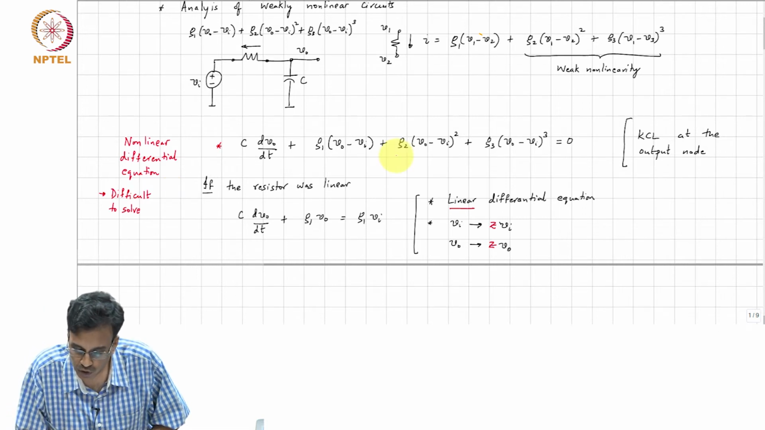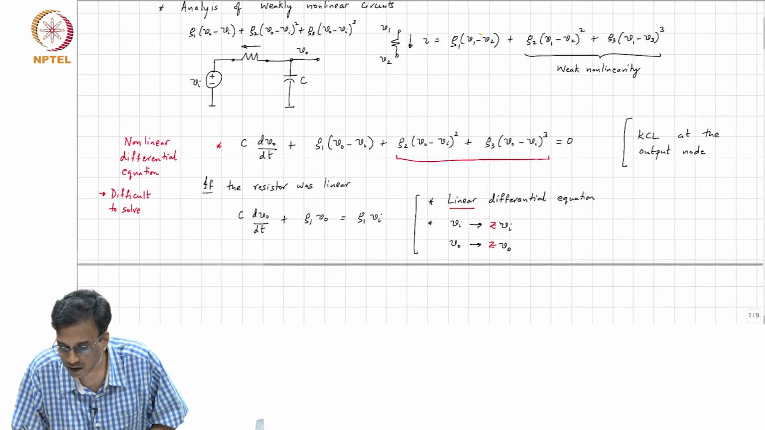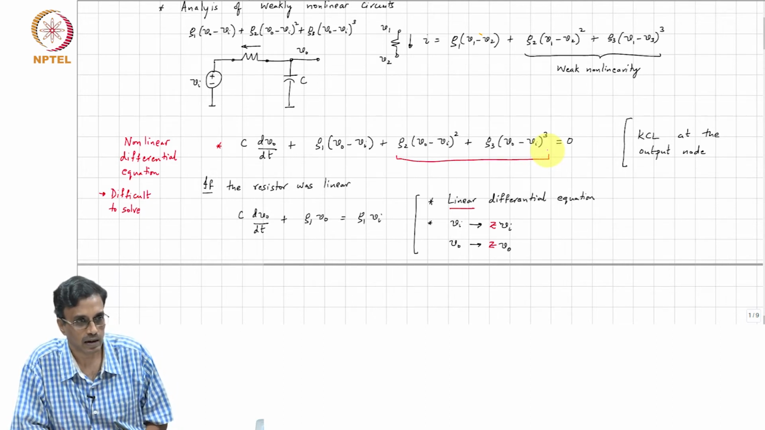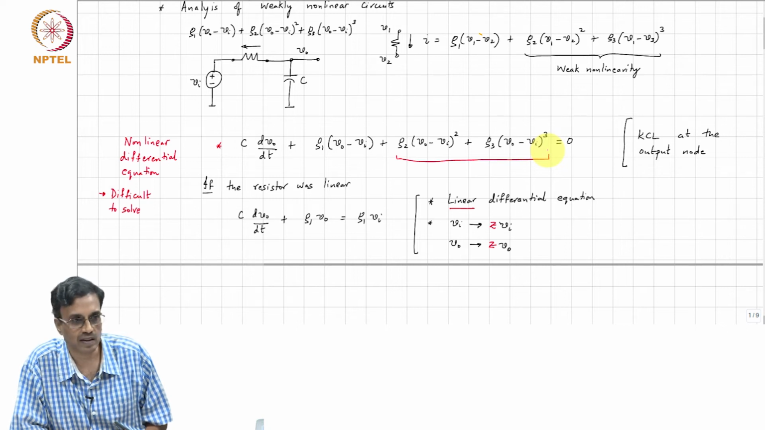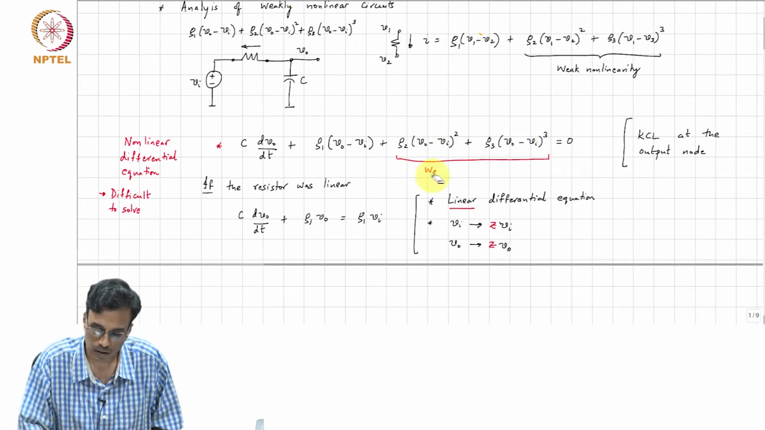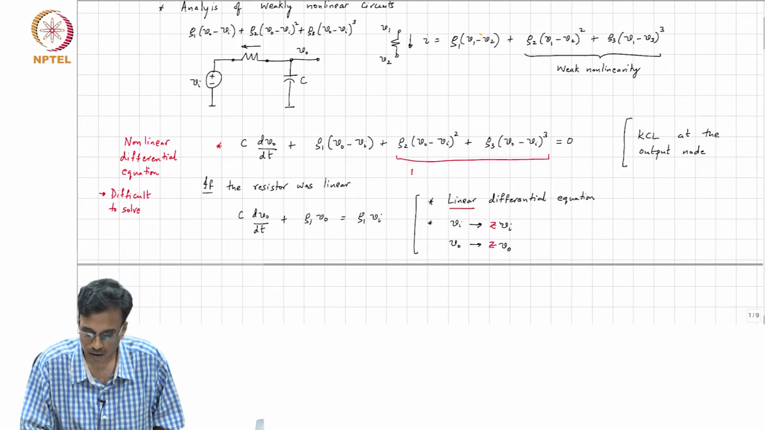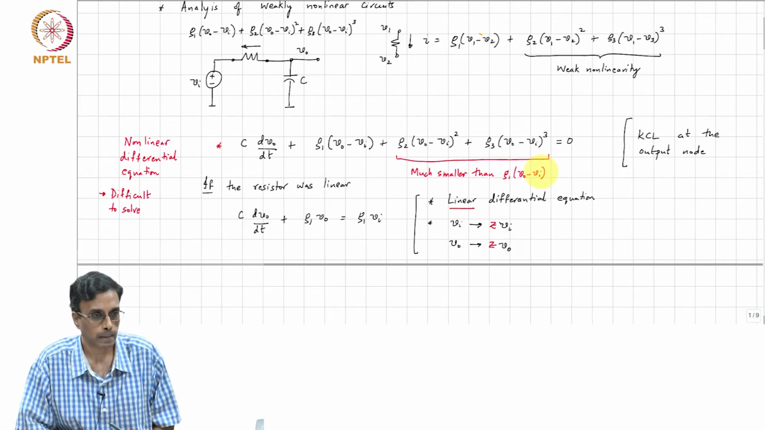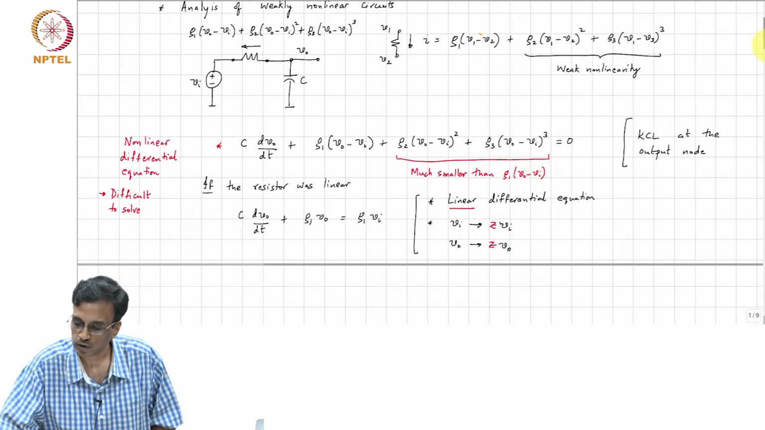So, what we have not used is the fact that we have not used the assumption of weak nonlinearity, right. So, therefore, we have not used the fact that these nonlinear components are much smaller than G1 into Vo minus Vo. Okay. So, that is one aspect.